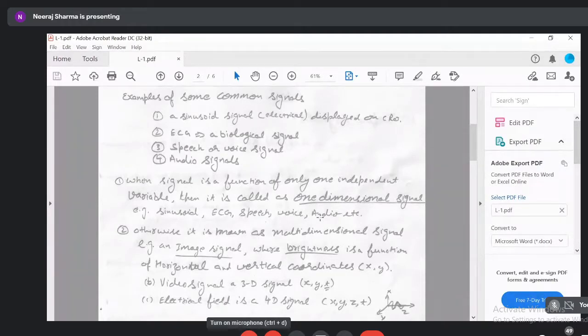So, what is a one-dimensional signal? A one-dimensional signal is a signal which is a function of only one independent variable. It is going to depend upon only one variable. For example, the speech signal is dependent upon time.